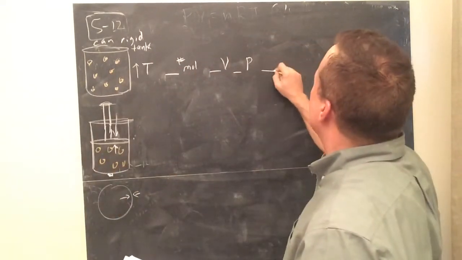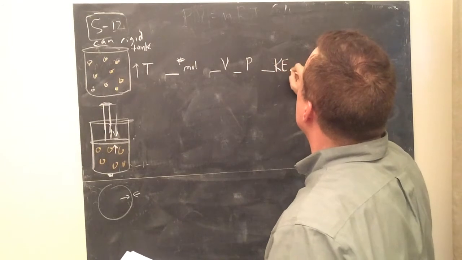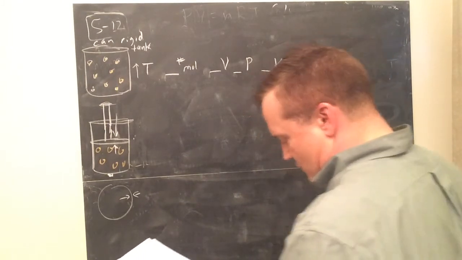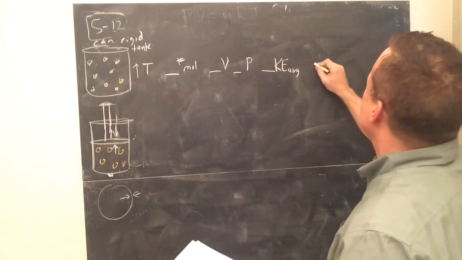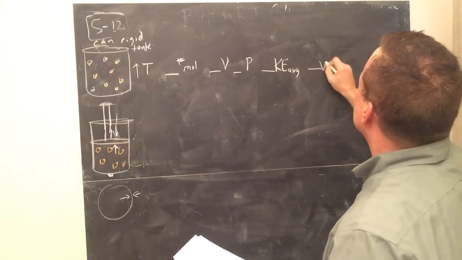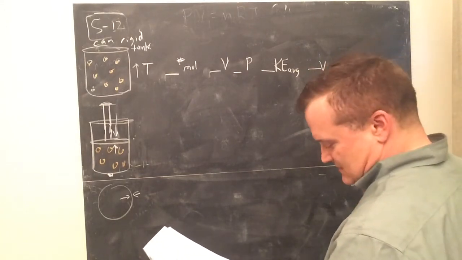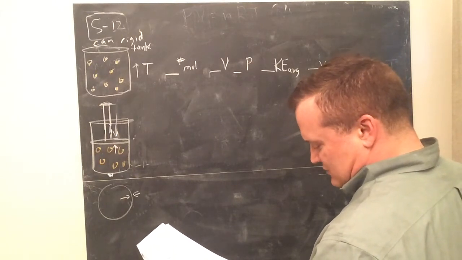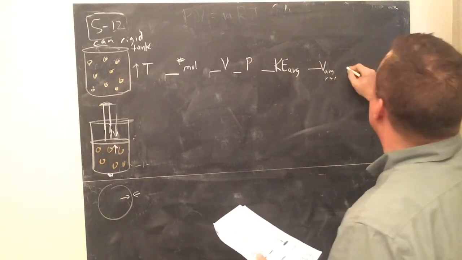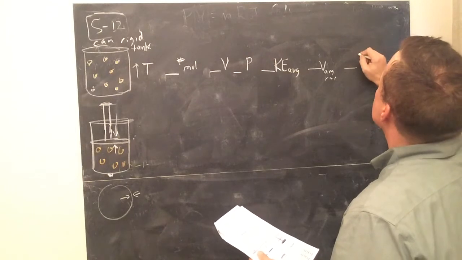Uh-oh. I think there might be a little bit more here than I had on my worksheet. What's going to be the average velocity? We could say V average or RMS, root mean square speed. They're pretty much equal to each other. You don't want to have to worry about when they're not. What will happen to the collision frequency?